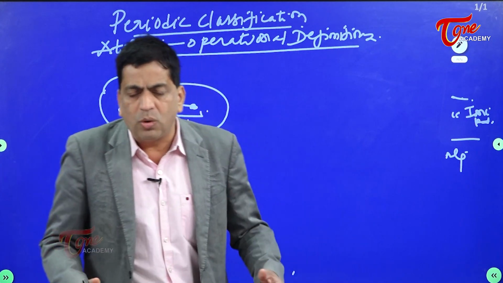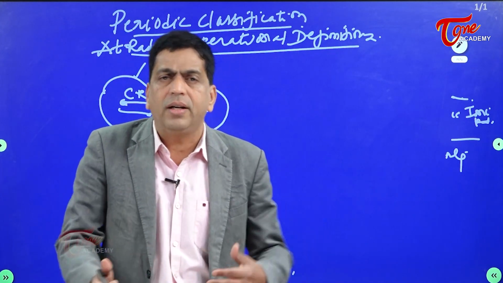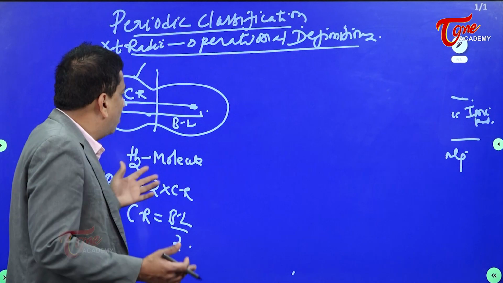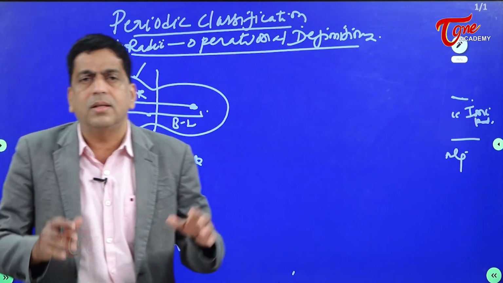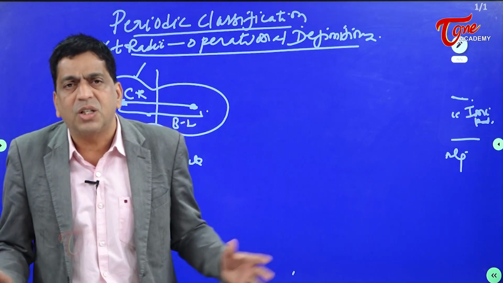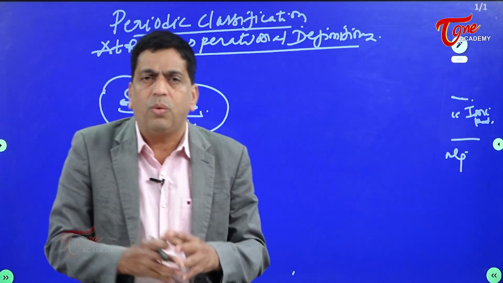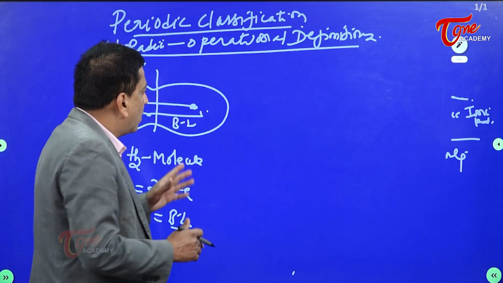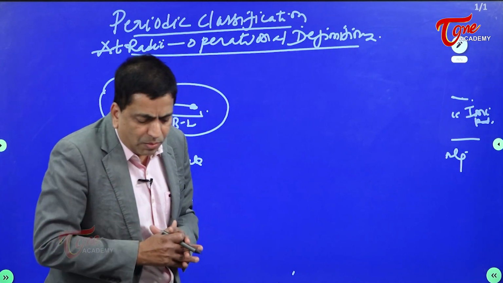You must understand, that's a question. The exam might give you a bond length or covalent radius. Accordingly, you have to find it out. So basically, that is how the covalent radius is. This is only applicable for atoms which participate in what? Covalent bonding.